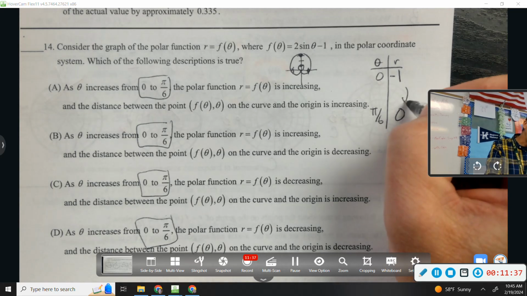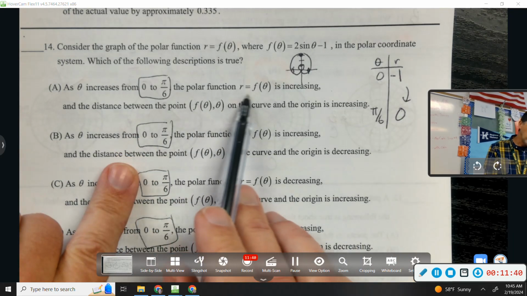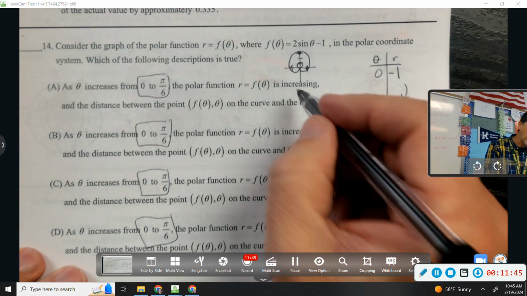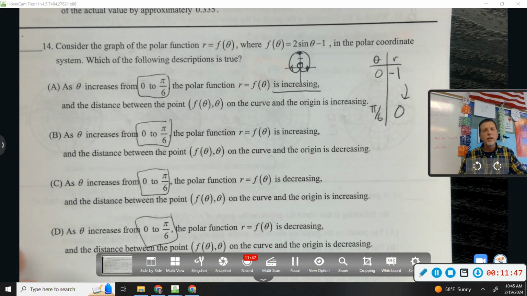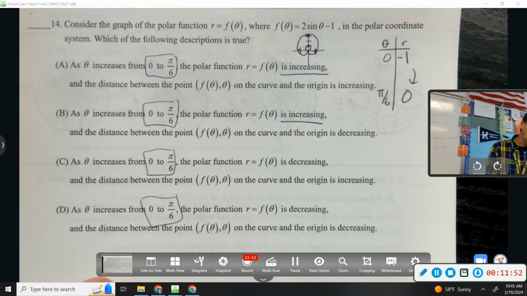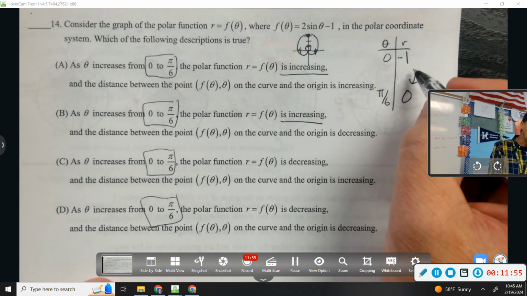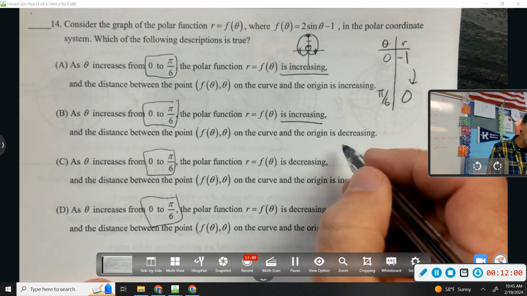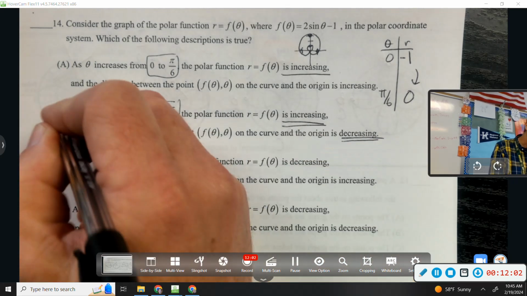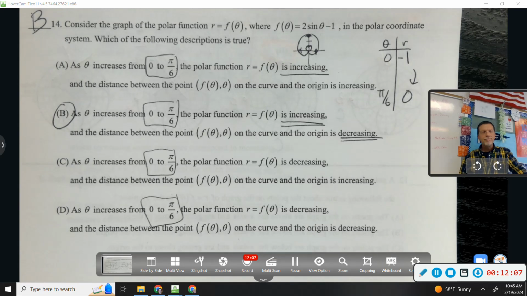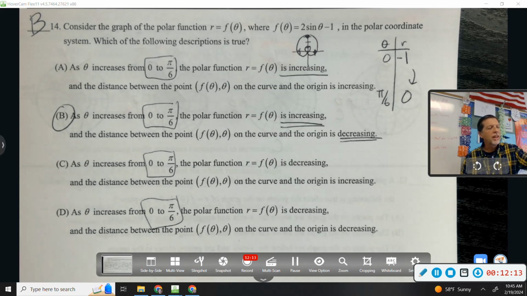So from negative 1 to 0, the polar function is increasing, right? When you're negative, you just got to be extra careful. So we're increasing, because we went from negative 1 to 0. But if we went from 1 away to 0 away, the distance is decreasing. We're hitting the more confusing parts of the test on this worksheet.